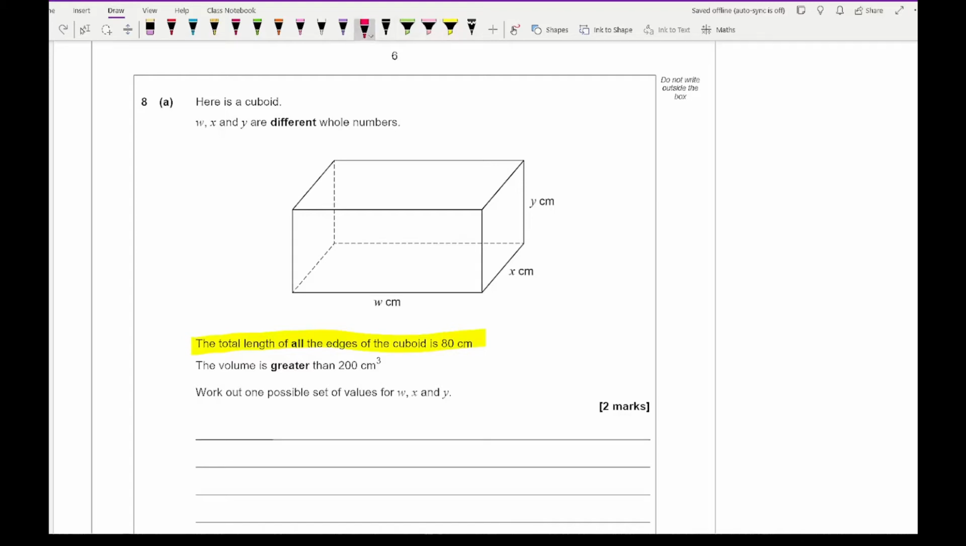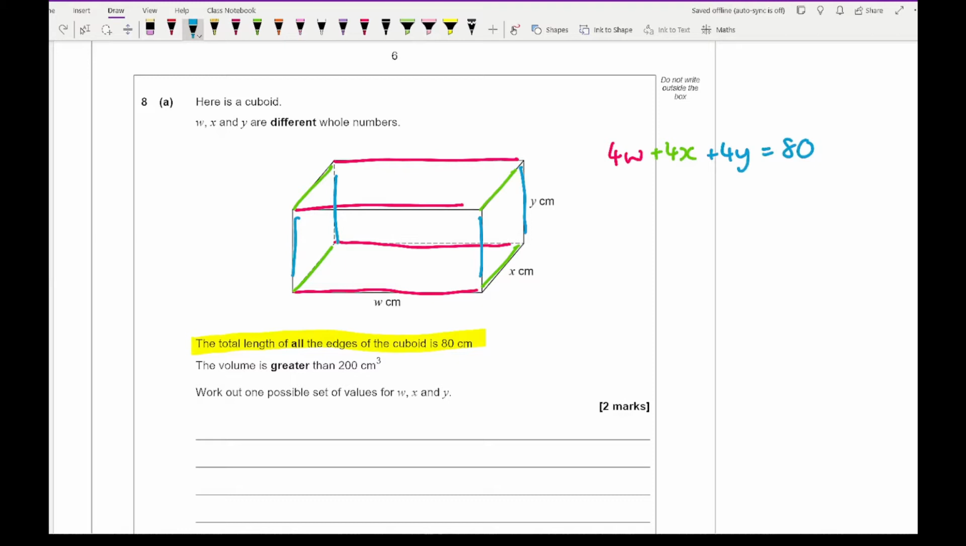Well, for each of these, so for w, how many w's have I got? Well, I'm going to end up with 4. So I've got 4w. Then how many x's have I got? Well, I've got 1, 2, 3, 4. So that's plus 4x. And then how many y's have I got? Well, I've got 1, 2, 3, 4. So plus 4y, and that equals 80. Then if I divide everything by 4, I get w plus x plus y equals 20.